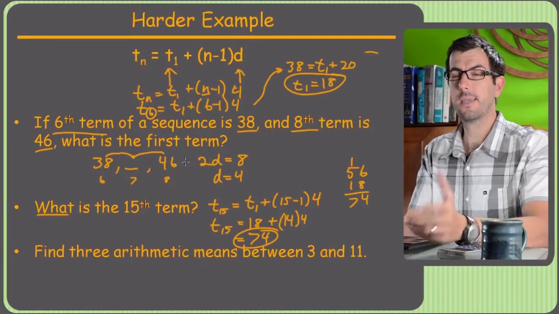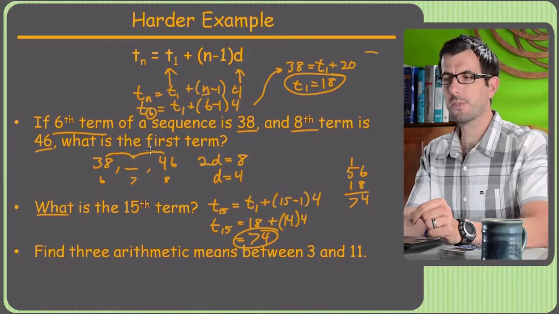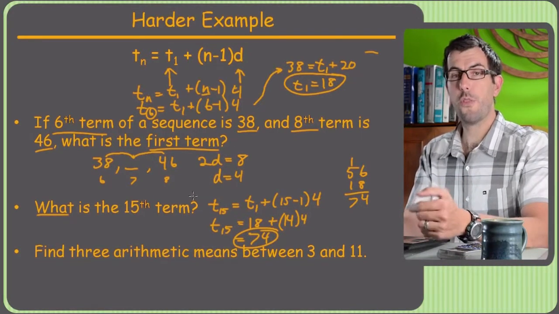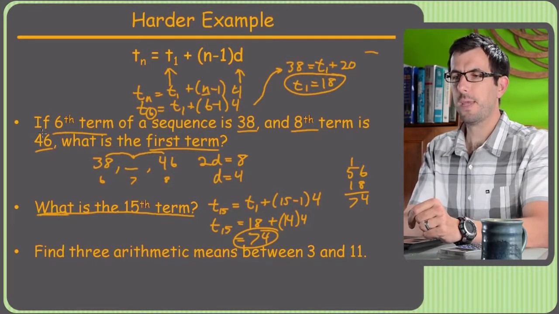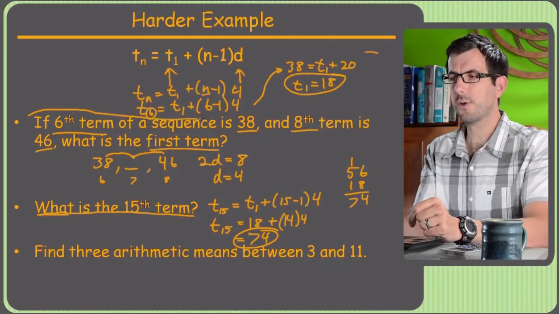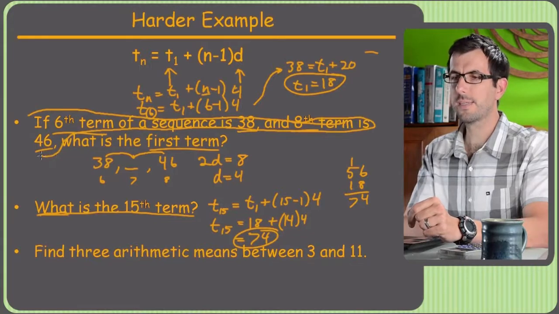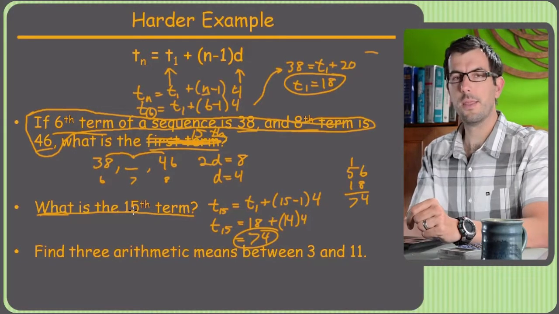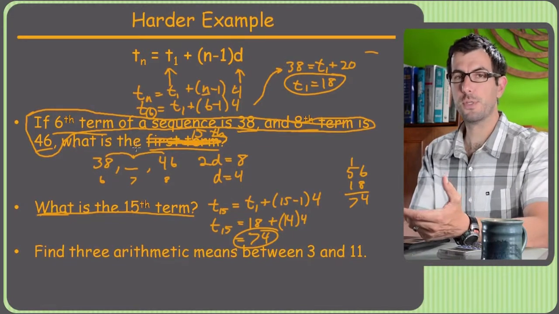Now you can see I was pretty nice in a way. Because I asked this slightly tricky question of finding the first term first, then I asked for the 15th term, I sort of led us step by step through the process. The hardest teachers, though, will just give you this question on its own. They'll say, if the 6th term of a sequence is 38, and the 8th term is 46, they'll just give you that, and then instead of asking for the first term, they'll ask for the 15th term, like I did here. They won't take you step by step through the process about figuring out what the first term is. But that's often what you should do.